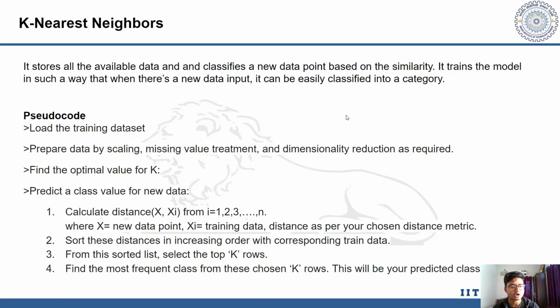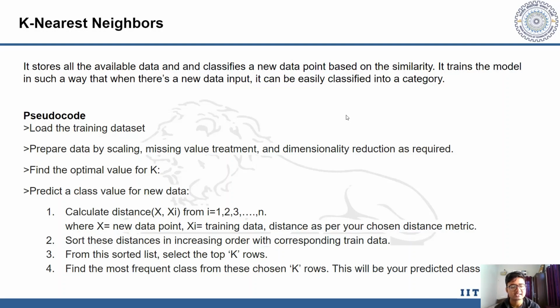Now let's say we find the optimal value for k and then predict a class value for new data. For doing that, firstly we will calculate the distance between the training data and the new data point. We'll calculate the distance between training data and the new data point as per our chosen distance metric in the graph.